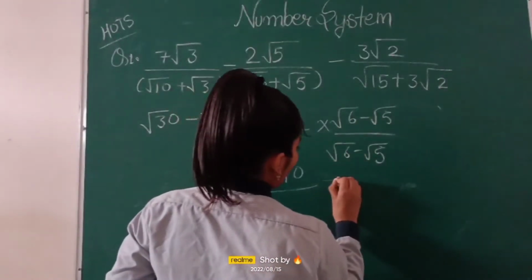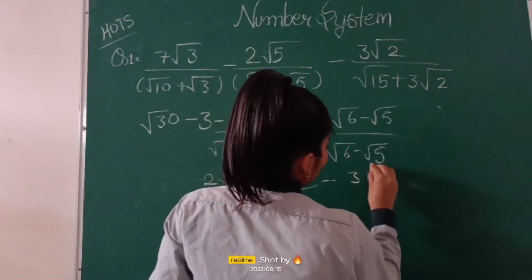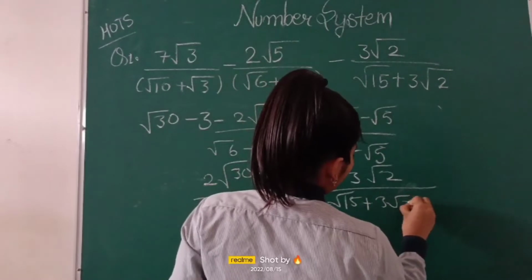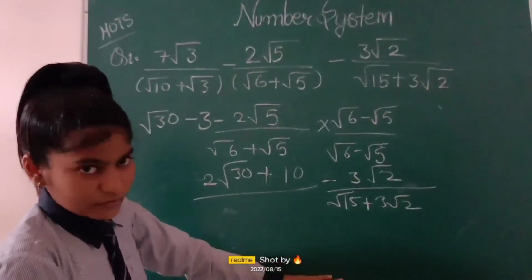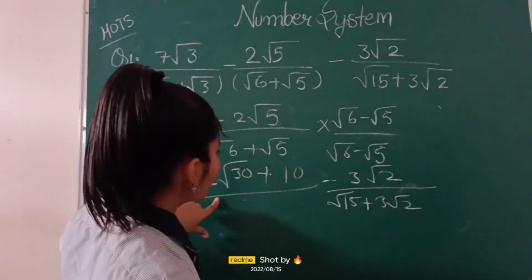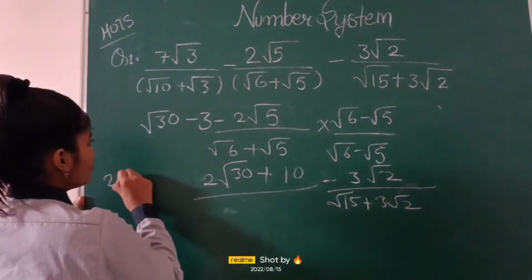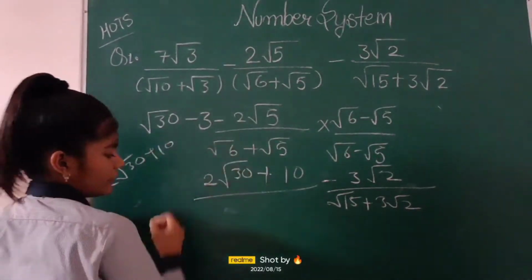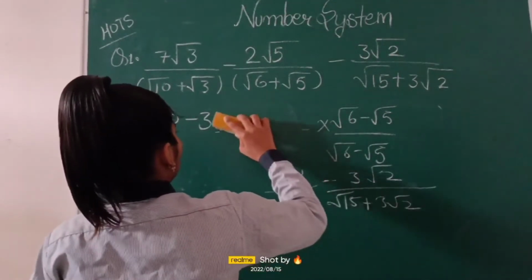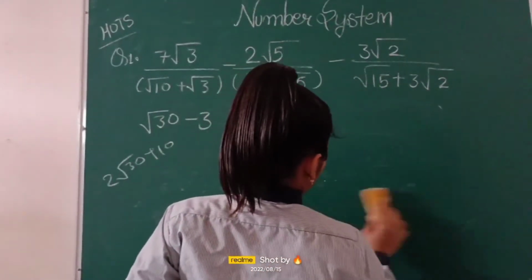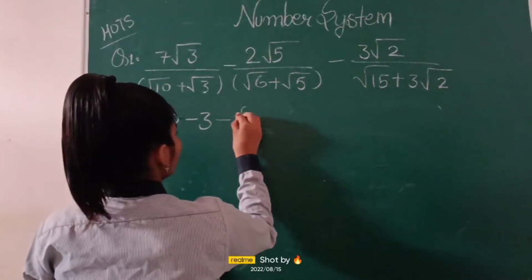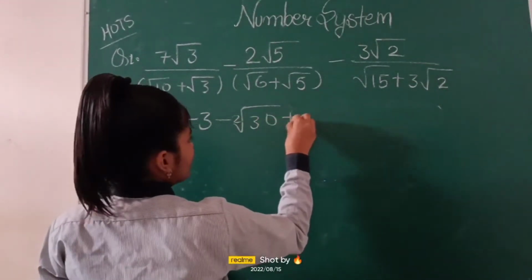Now we have minus 3 under root 2 upon under root 15 plus 3 under root 2. I hope you see this till now. So remember the term which we got, 2 under root 30 plus 10. Let me write 2 under root 30 plus 10. We will rub all these things, then we will solve. So what we got here? 2 under root 30 plus 10.